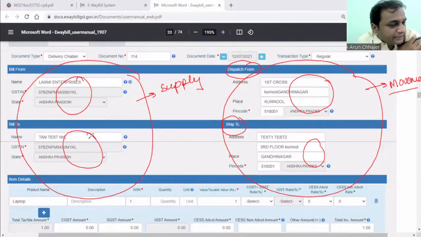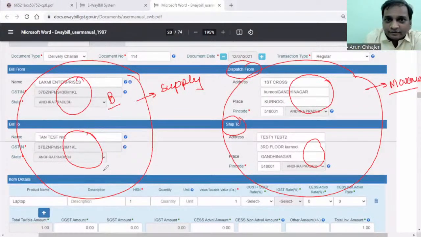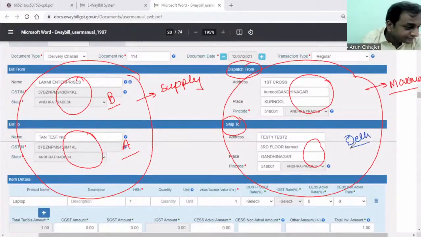B's customer is A, but B will supply goods to C in this case. Yes, B's customer is A. They are absolutely correct. Therefore, in the supplier name, B is writing his name. In the customer name, he is writing A, but he is making the delivery to C. Therefore, he is writing C's address of Delhi.